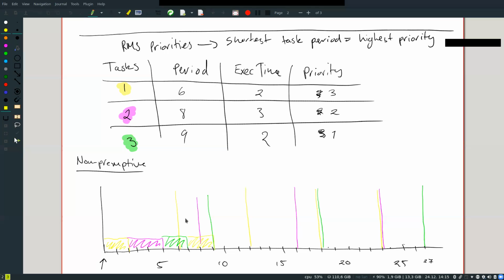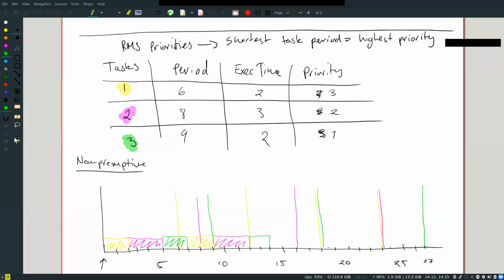Then we have a bit of a repeat. Task 2 is now ready again, and so it's going to run for 3 ticks. And so now task 2 and task 1 are blocked. We only have task 3 left to run, and so it's going to run for 2 ticks here.